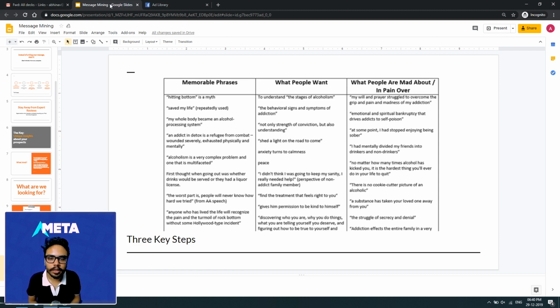What people want: they want anxiety to turn into calmness. They want peace. You can use all of these triggers in your messaging. Then, what are people mad about, or what's paining them?